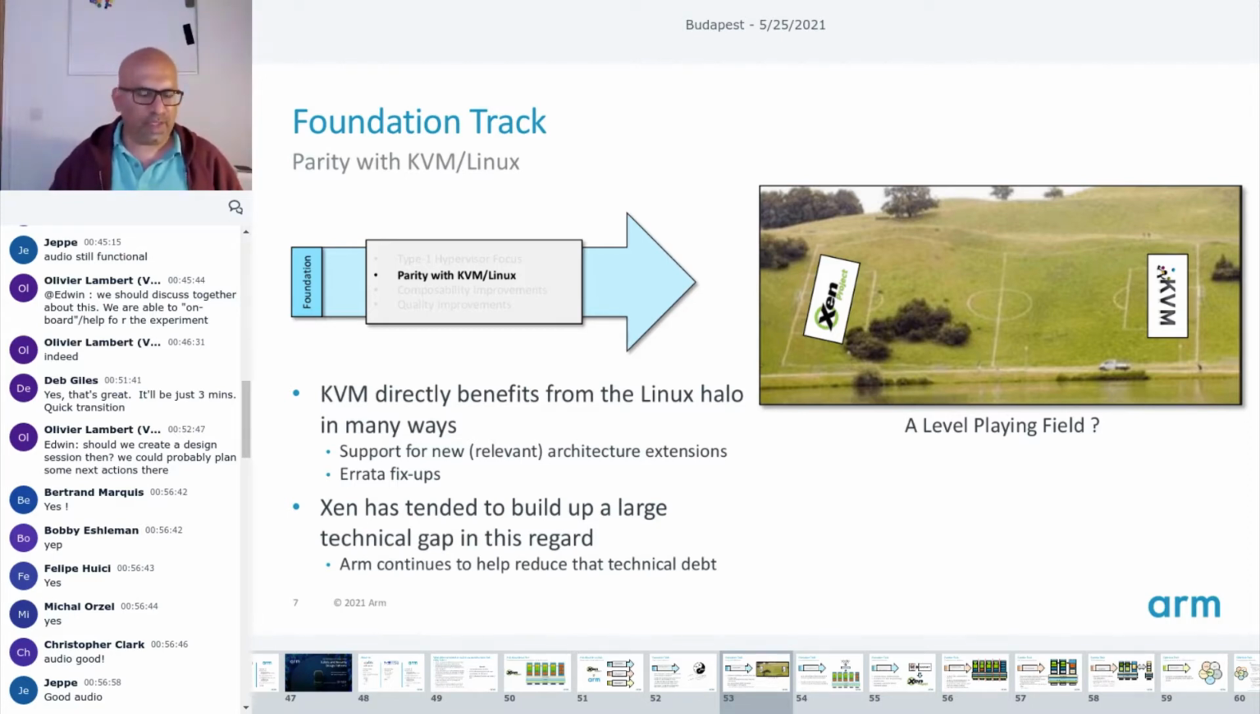My good friend and colleague Bertrand Marquis, who I know is on the call, is somebody who immediately saw the value of taking this problem on, and we made a lot of progress. This is a continuing track. So when I say parity, I mean parity with KVM Linux in that regard.